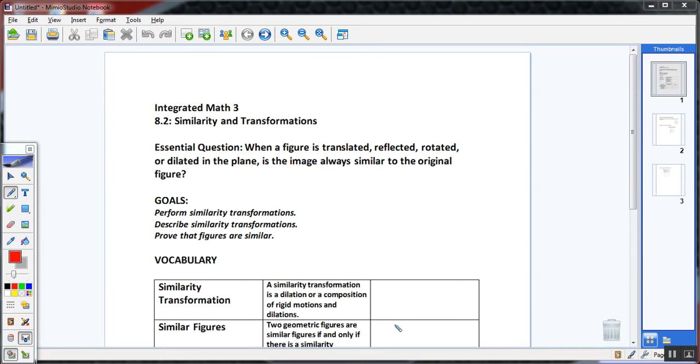Change that to 8.2, okay, kids? Change that to 8.2 up here. And 8.2 is titled what, kids? Similarity and Transformations.